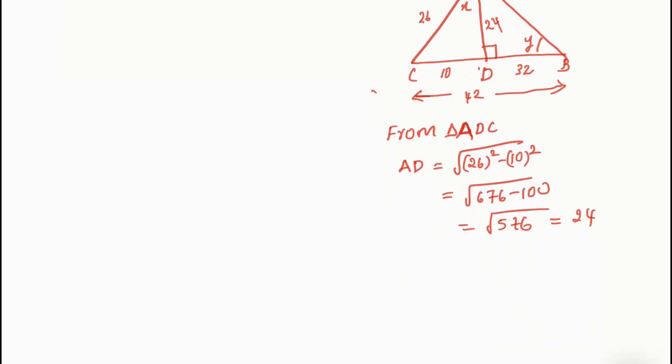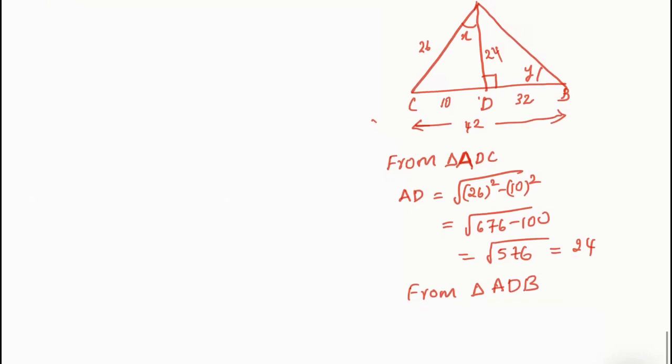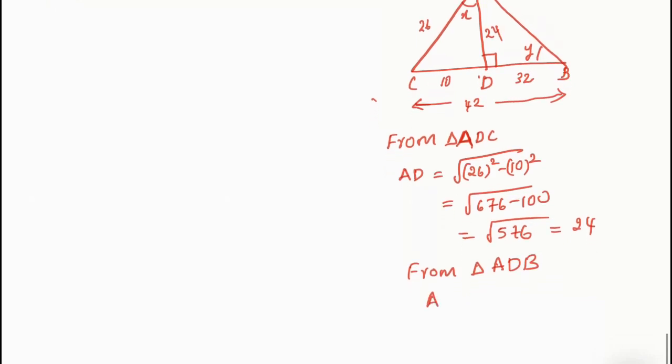What's the next triangle? From triangle ADB, what is missing? AB is missing. So AB is the hypotenuse there. AB is equal to root of 24 square plus 32 square. That is equal to 24 square, again 576, plus 32 square. 32 square, just have a look.